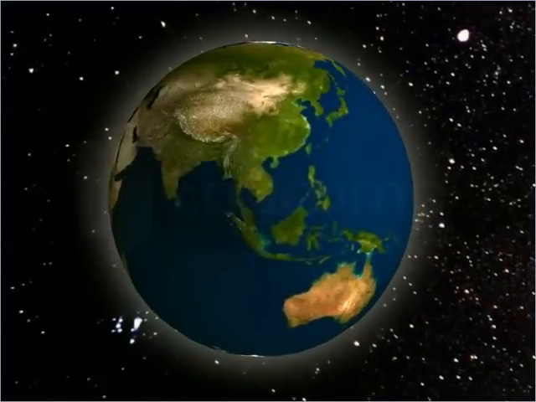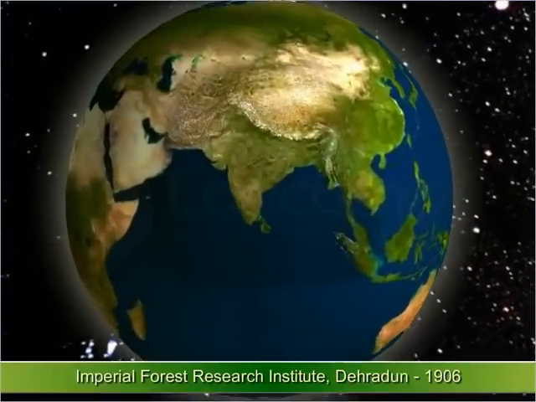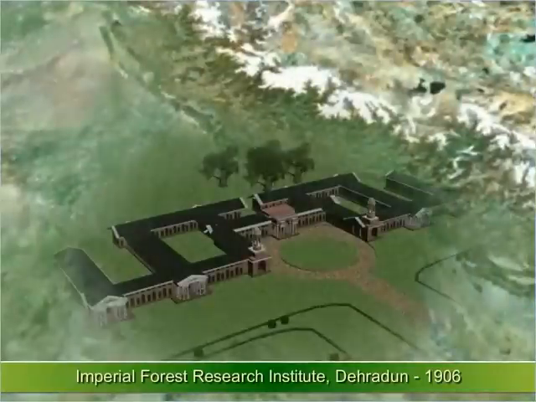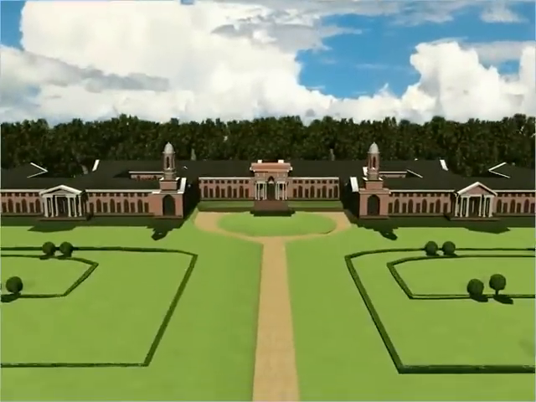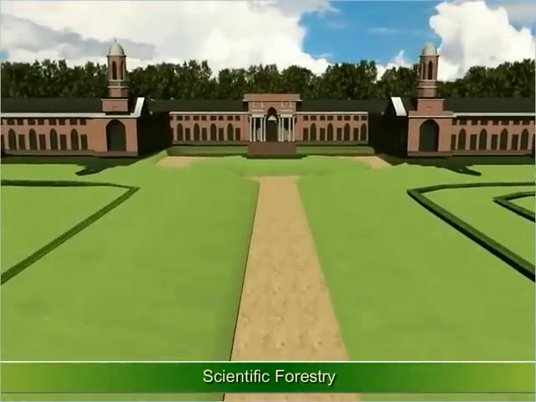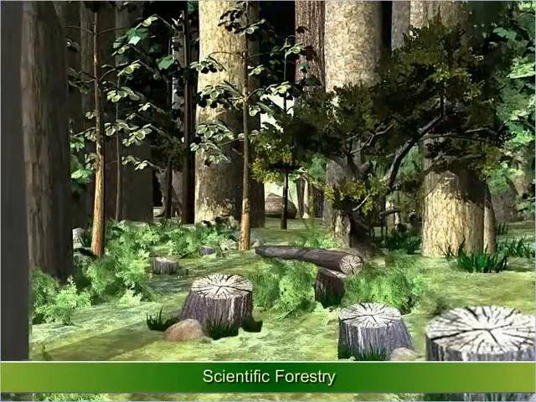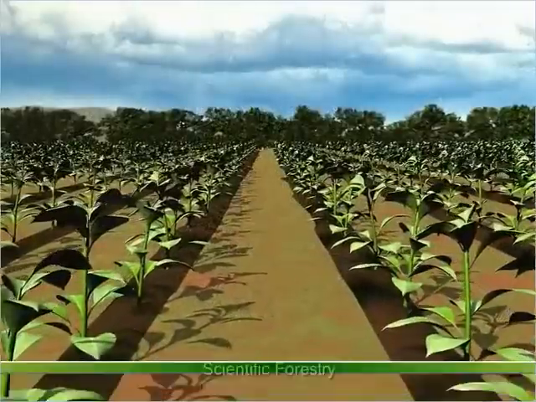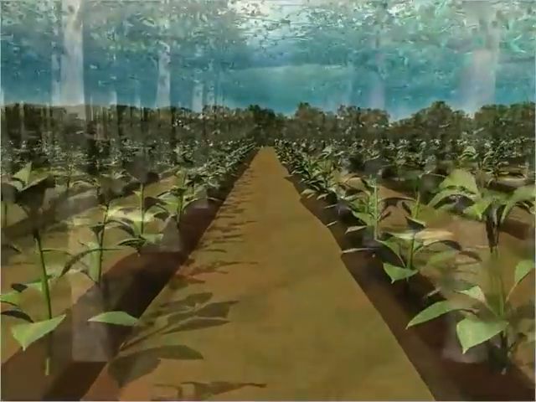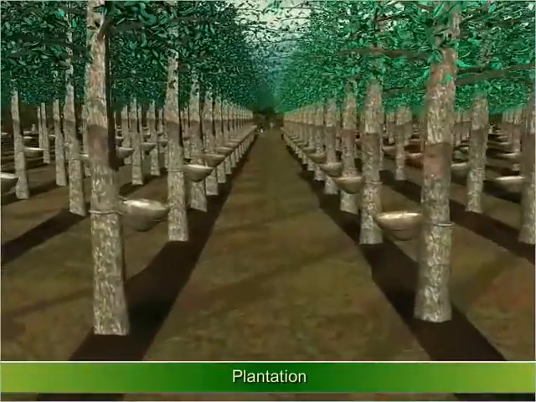To systematize forestry even further, the Imperial Forest Research Institute was started in 1906 in Dehradun. This institute initiated the system of scientific forestry, in which different types of trees were cut down to plant one type of tree in several rows. This method of planting trees is called plantation.